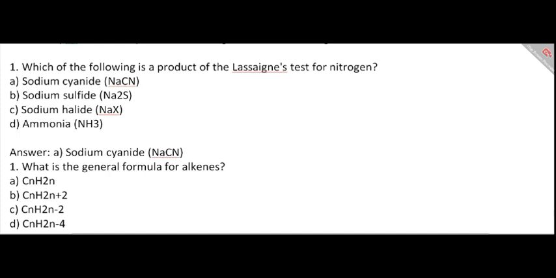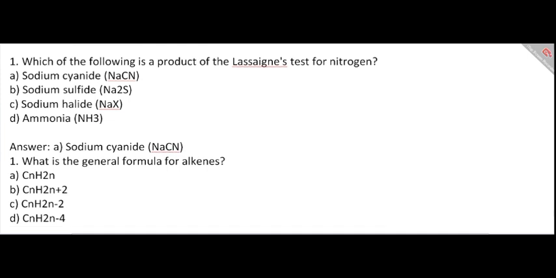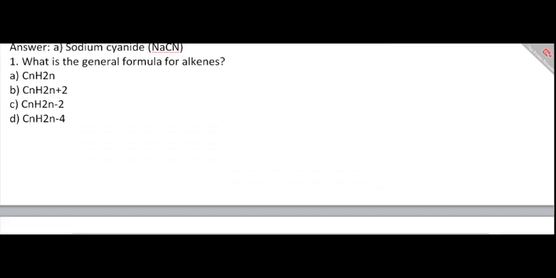Which of the following is an example of a functional group? Methyl, ethyl, hydroxyl group: anything that modifies the parent chain is called a functional group. So hydroxide and all of them are correct options. So option D is correct.